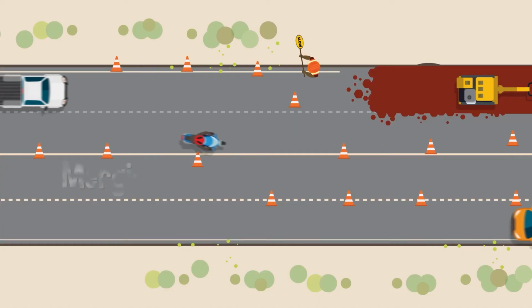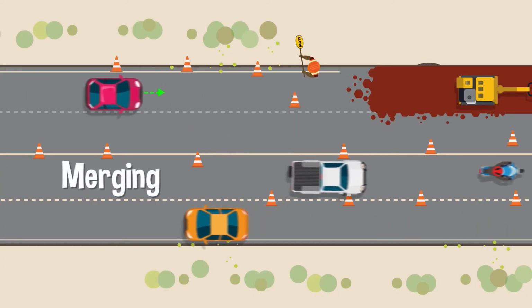Another common type of crash is when vehicles are told to merge, change lanes, or change their path. Tight curves or a tight merge can lead to situations where a driver attempting to travel through an area too quickly, or trying to find a gap, misses the cones and ends up driving into the work site.